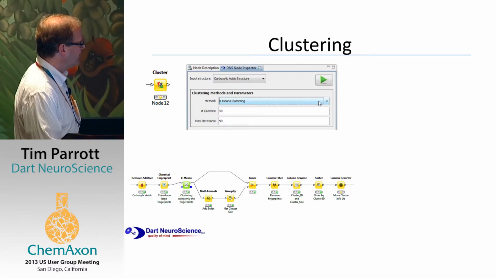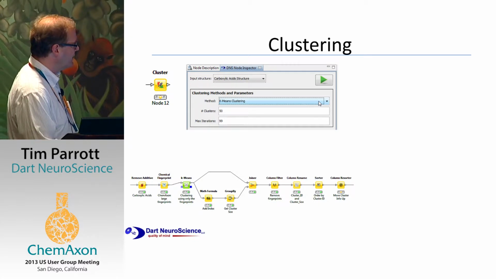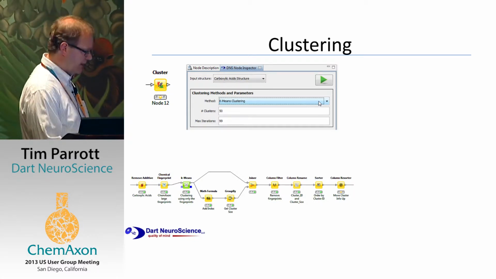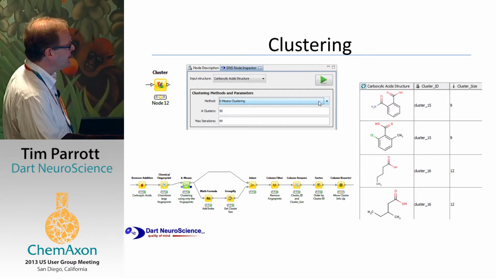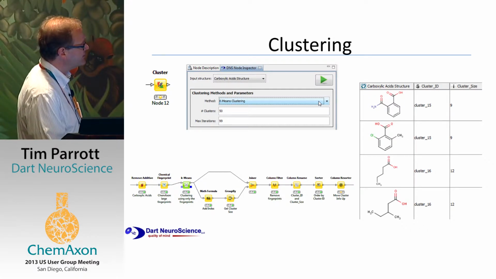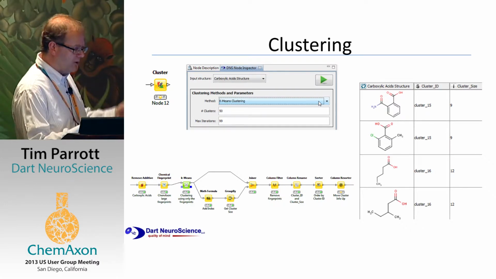In this case, we're using the ChemAxon fingerprints and the KNIME k-means clustering. And the output that's returned is the cluster ID for each cluster, and then the cluster size. And that's just carried along in the workflow.